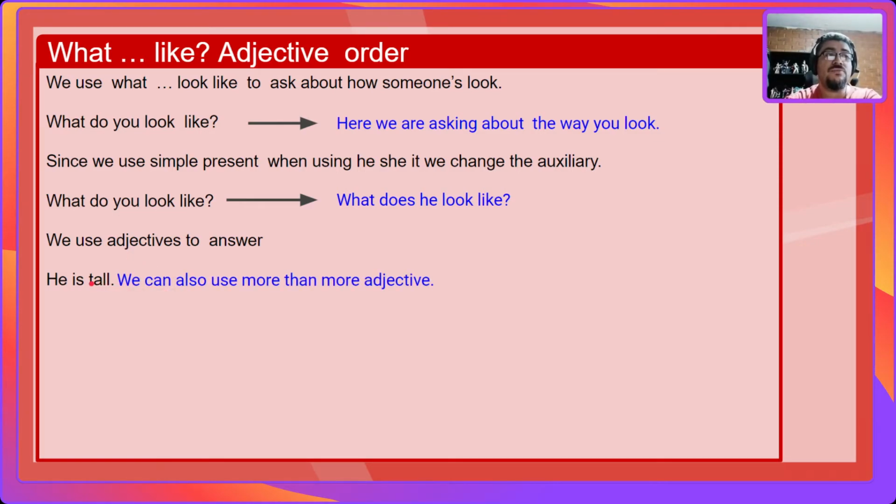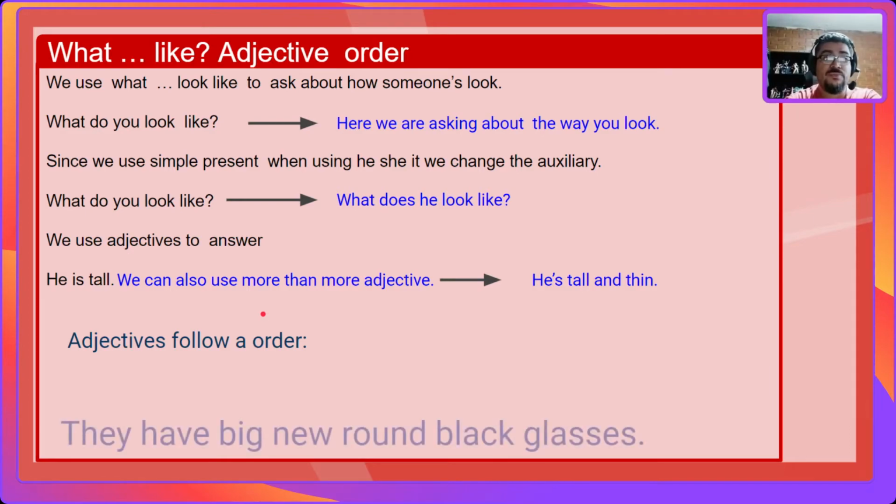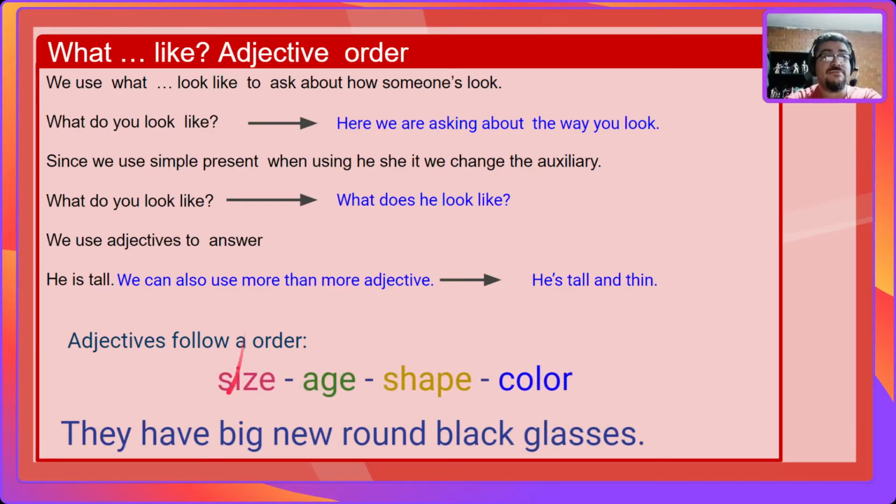He is tall. Now, it's not necessary that we only use one adjective, we can use more than one. For example, he's tall and thin. Talking about adjectives, remember that adjectives have a specific order. For example, they have big new round black glasses: big, size, age, and shape, and finally color. There are more, but in this case, we're going to work with these four. Okay?